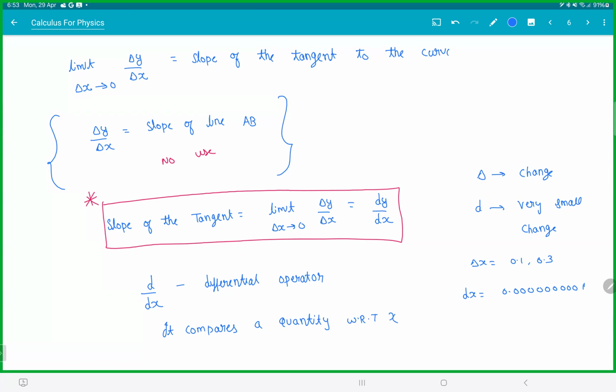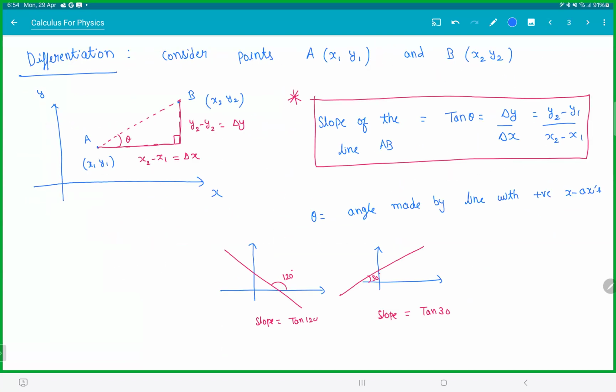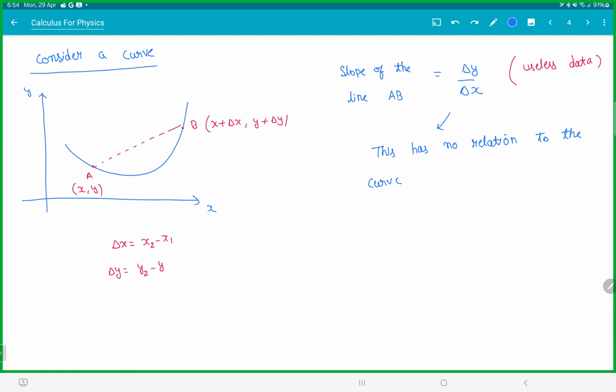Any doubts so far? Anyone not clear with what happened? Again, if I brief up the whole thing, I know how to find the slope of a line. I don't know how to find the slope for a tangent. So if I take 2 points A and B at a distance, I can use the slope of the line. You're getting the point? The only thing that I know is the slope of the line. Somehow I have to use that only to figure out the slope of a tangent.